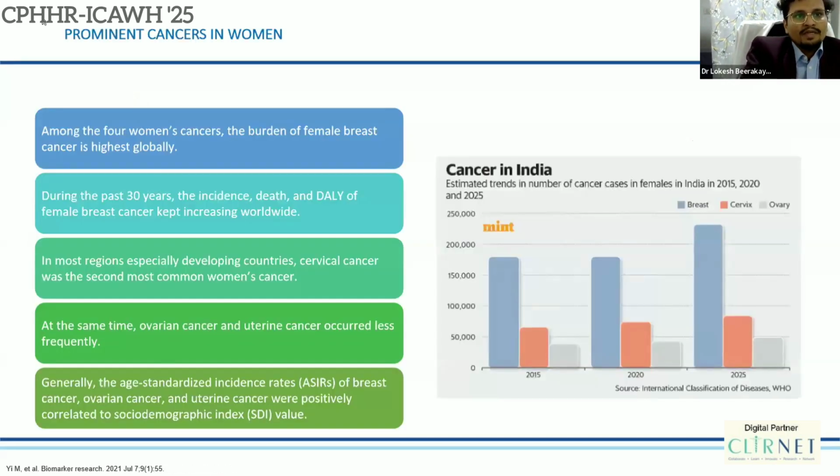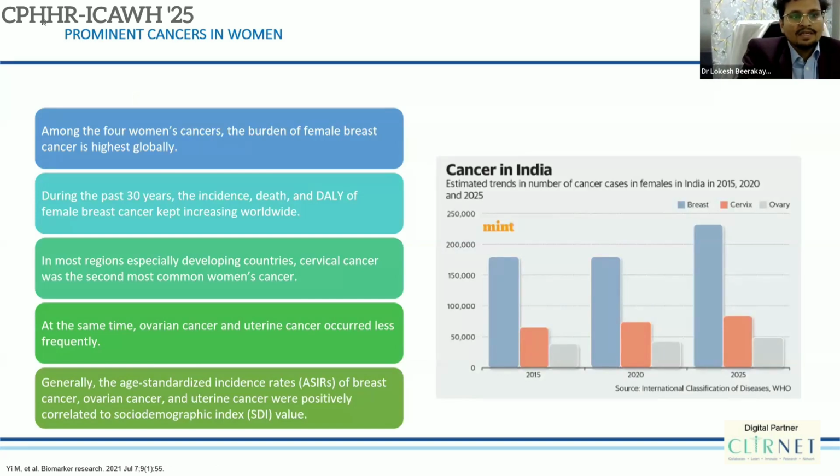Among the four women cancers, the burden of female breast cancer is highest globally. So these are the trends. During the past 30 years, the incidence, death, and DALYs of female breast cancer kept increasing worldwide. In most regions, especially developing countries like India, cervical cancer was the second most common women's cancer. At the same time, we have seen an increasing trend of both ovarian as well as uterine cancer.